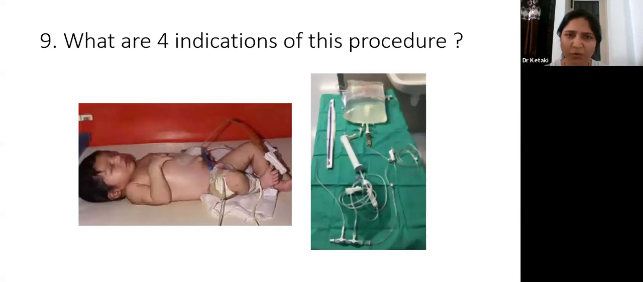What is this procedure? I'll tell you, this is peritoneal dialysis, as you can see. What are the indications of PD?